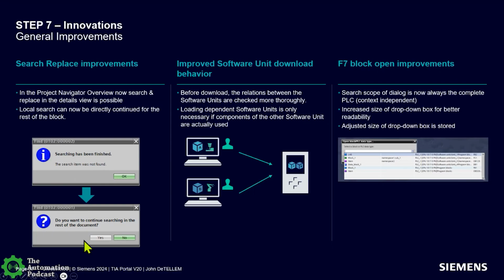Searching is finished. There's been a requirement to circle back and start over again. Software units is an evolving solution for basically segmenting your program blocks into units. And then my F7 block open or block search feature is a way to find anything that exists in the PLC related to text in the field.